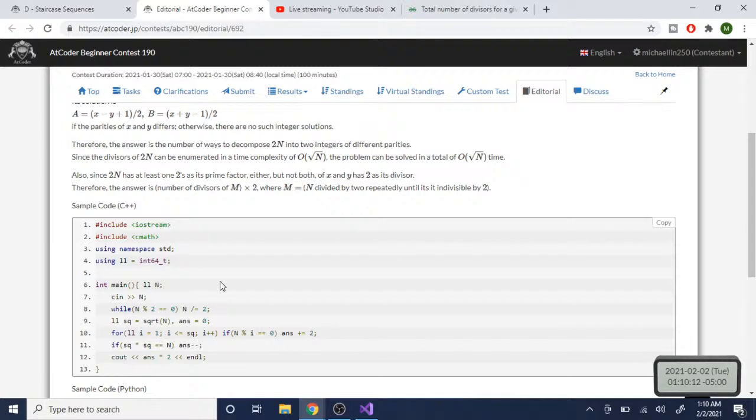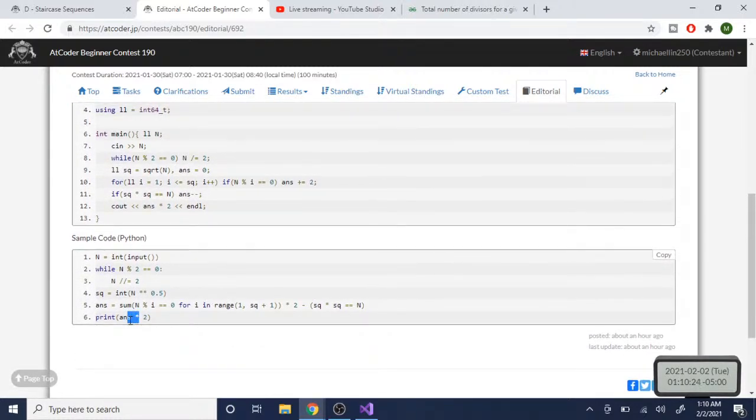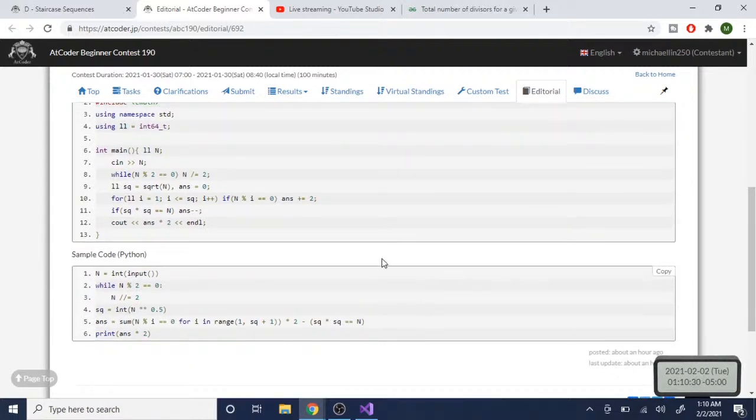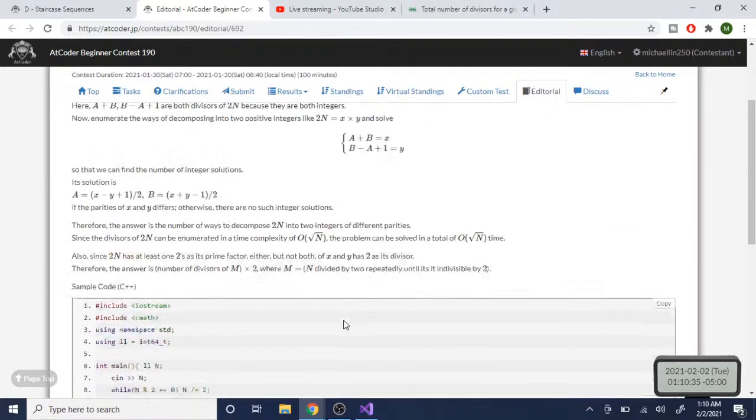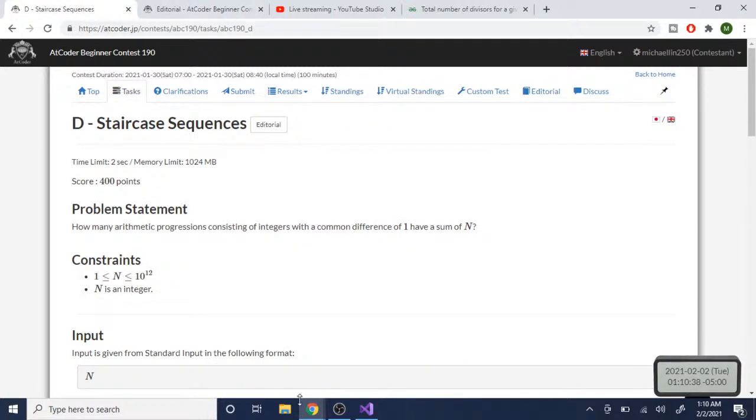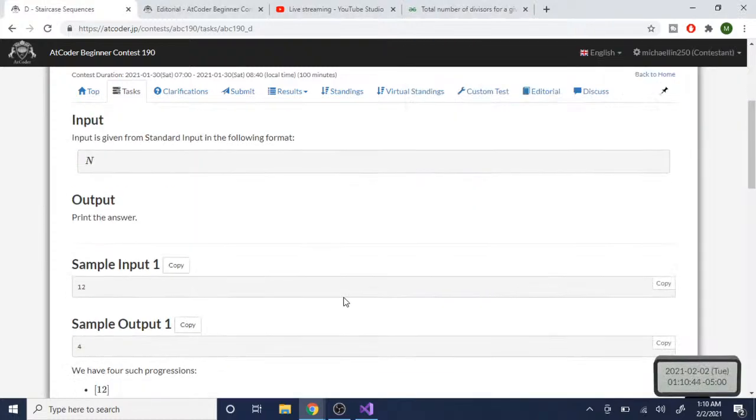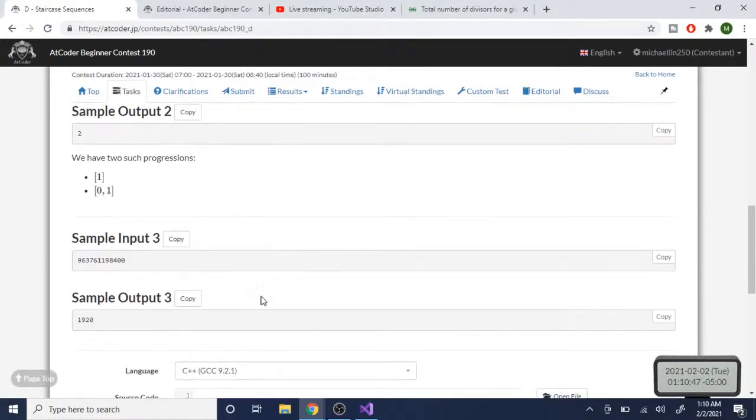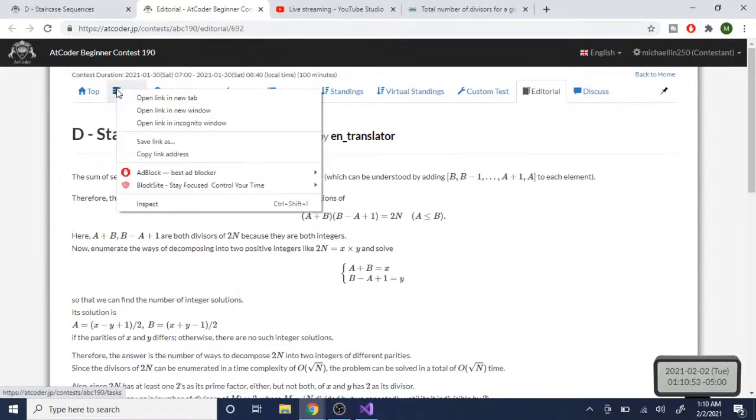So is this finding the number of divisors? Because shouldn't it be plus 1? I don't know. Python doesn't make much sense either. Yeah, Python doesn't make any sense for me. I don't know what the problem is. Maybe it's because... I don't know. Let's look at other people's code. Let's continue doing that.